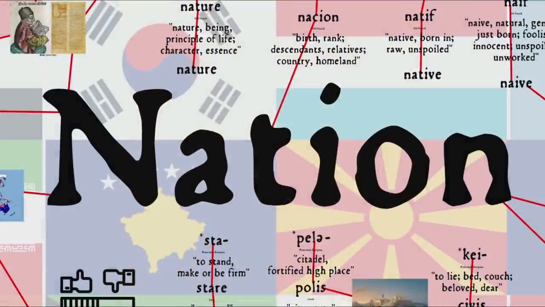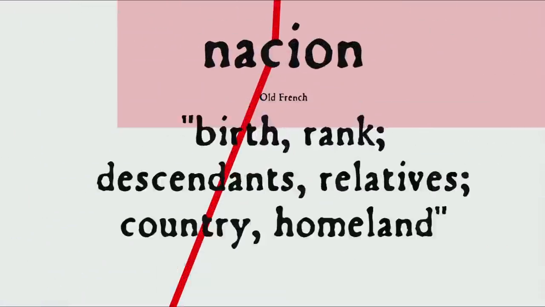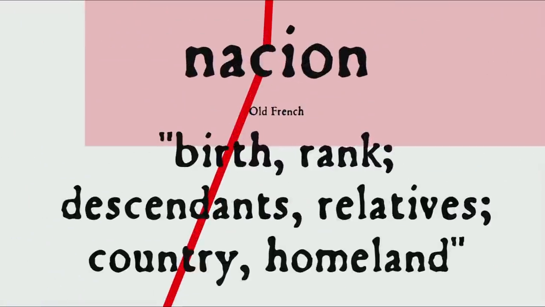The word nation entered the English language around the year 1300, with the sense of a group of people united by birth or ancestry. In other words, a distinct people sharing common descent. It came into English from Old French nation, birth, rank, descendants, relatives, and thus by extension, country or homeland. The political geographical sense didn't develop until later, perhaps as late as the 16th century.